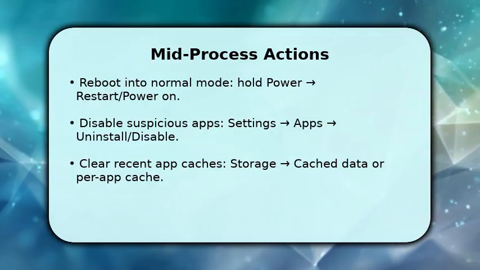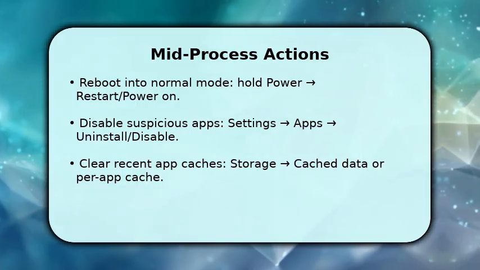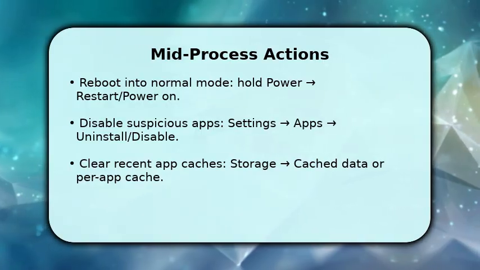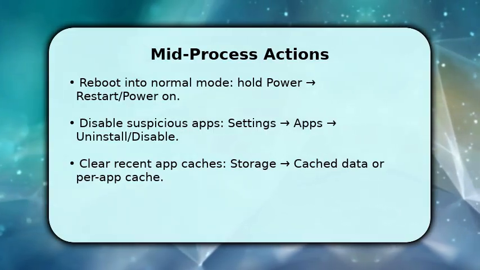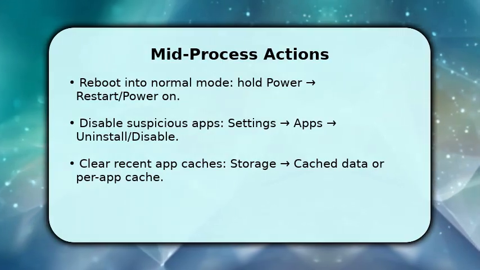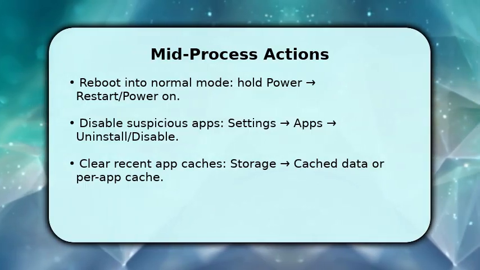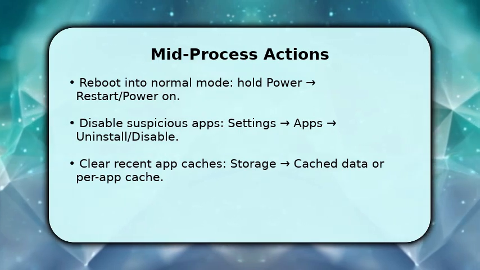If the phone still boots in safe mode, open Settings and go to Apps. Uninstall or disable any app installed right before the issue. These often trigger safe mode. Then clear app caches and system cache data to remove corrupted temp files that can force safe boot. Make sure to try a normal restart after each change, so you can confirm which action resolved the problem without losing more data than necessary.